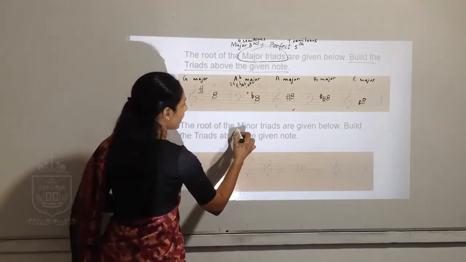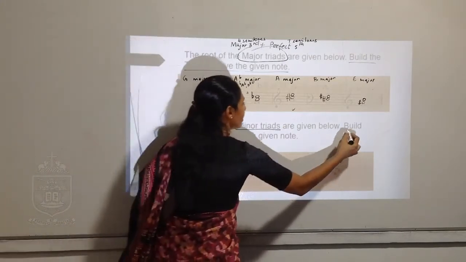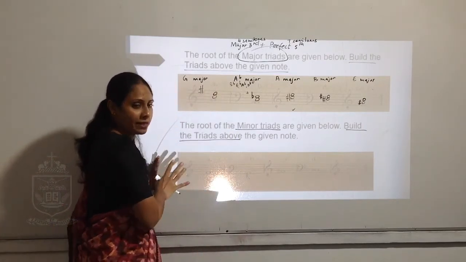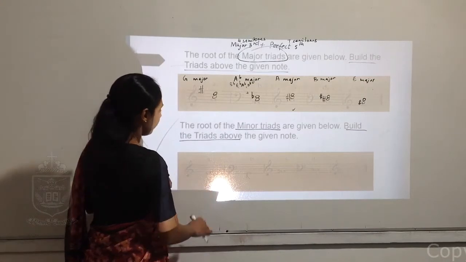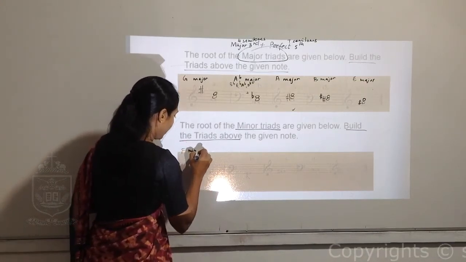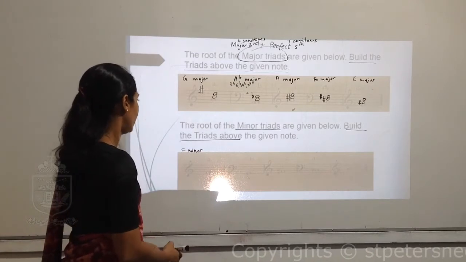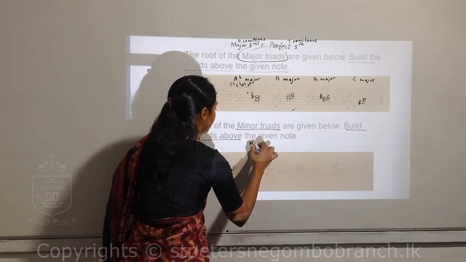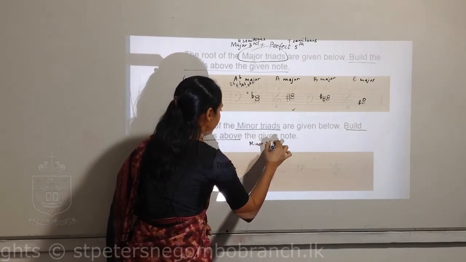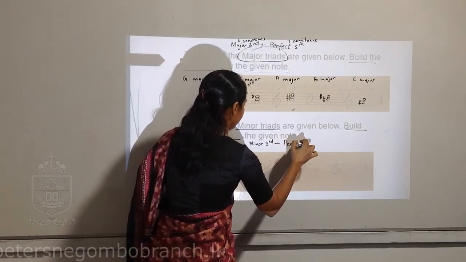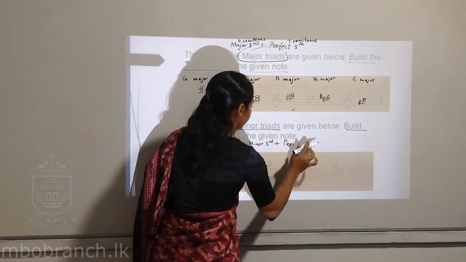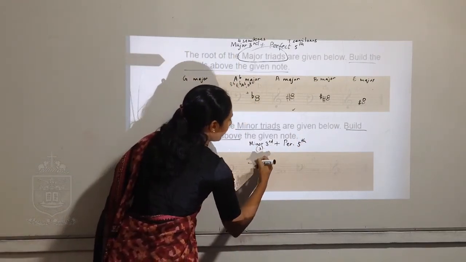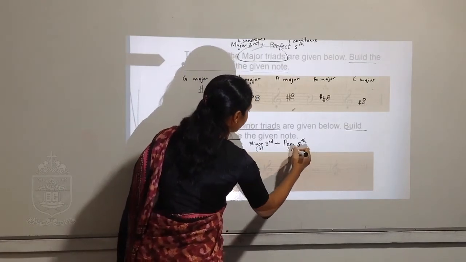The roots of the minor triads are given below. Build the triad with the notes above the given notes. Same as this, but these are minor triads. So this is F, this is F minor. When you are forming minor triads, you have to take a minor third plus a perfect fifth. Minor third has 3 semitones, perfect fifth has 7 semitones.